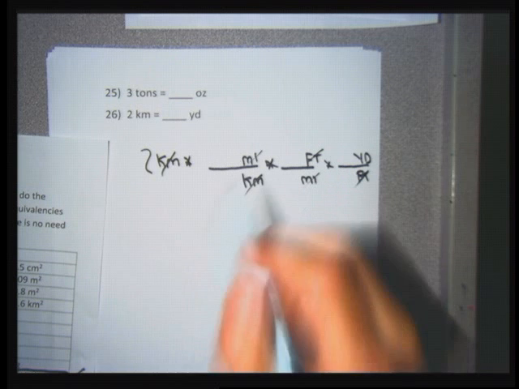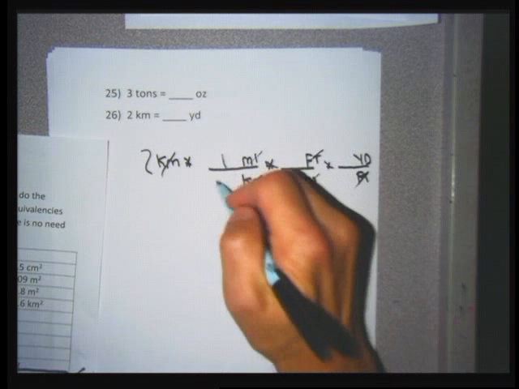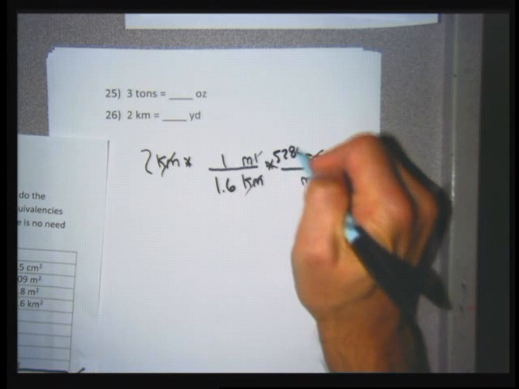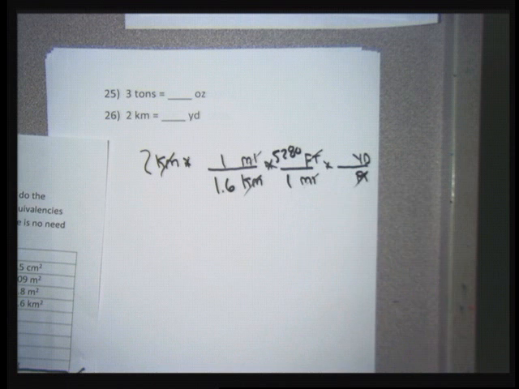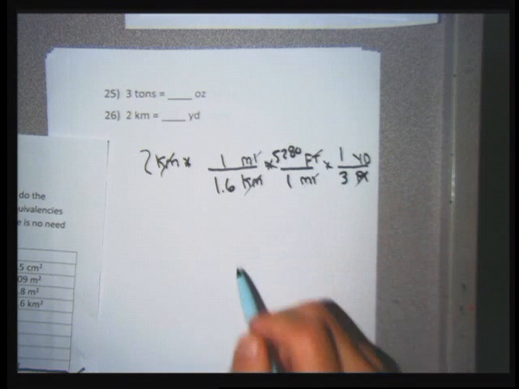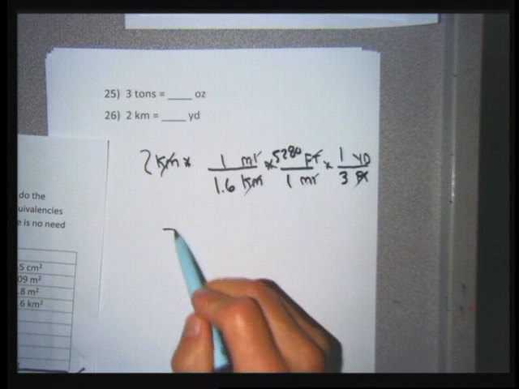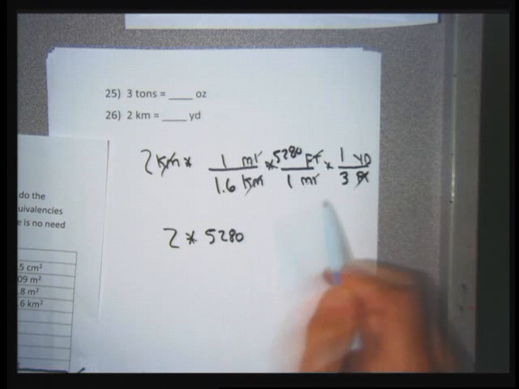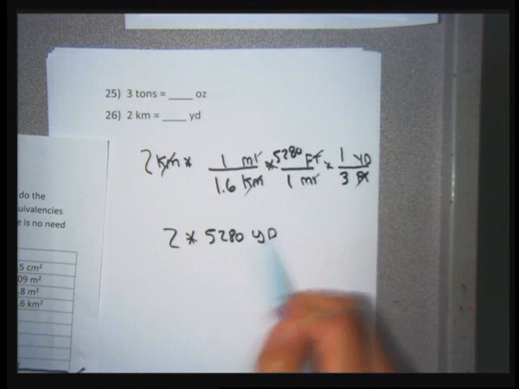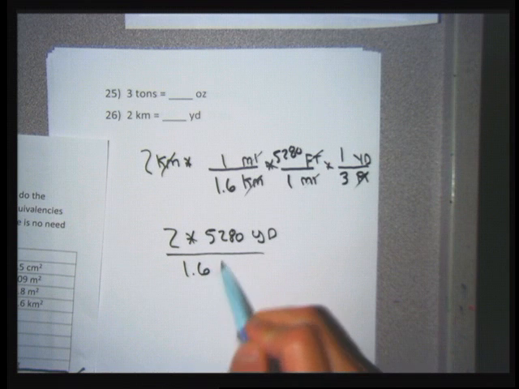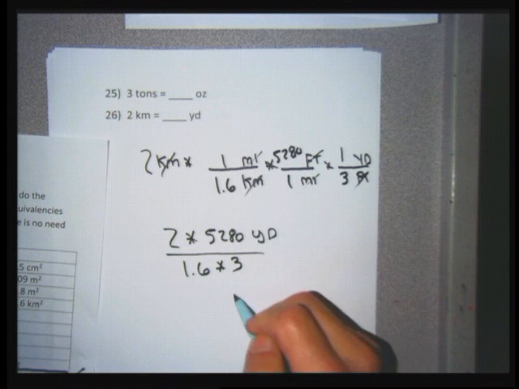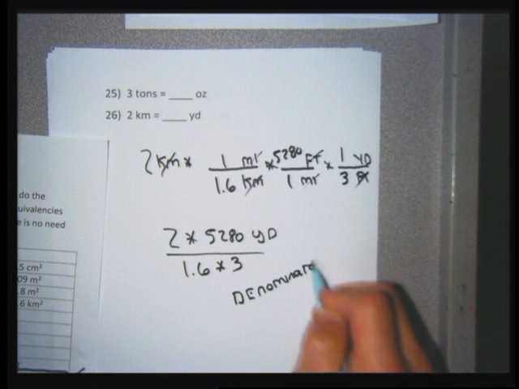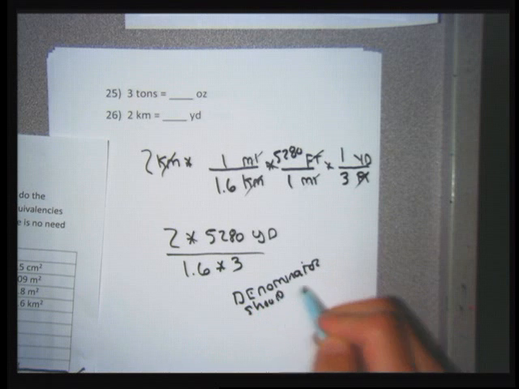And now I put the equivalencies in. The equivalence is 1 mile is 1.6 kilometers. 5,280 feet is 1 mile. And 1 yard is 3 feet. So I have a lot going on here. I have 2 times 5280. And I'm not going to write the 1. I'm going to put the yards in the numerator. And in the denominator, it's 1.6 times 3. To be safe, the denominator probably should go in a parentheses. I'm afraid not to put it.